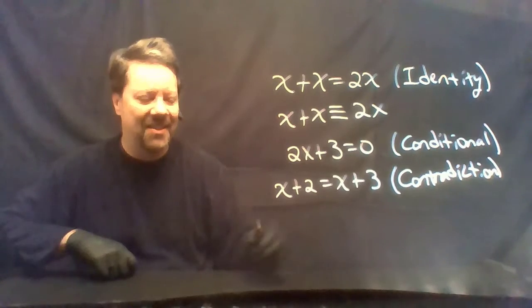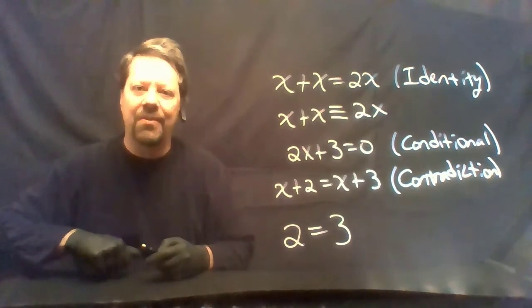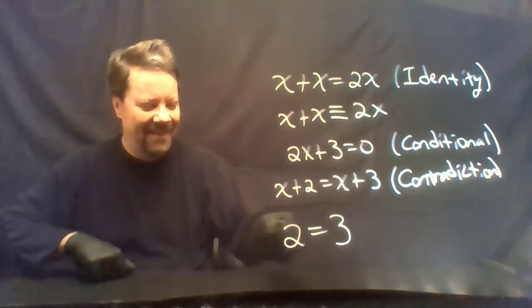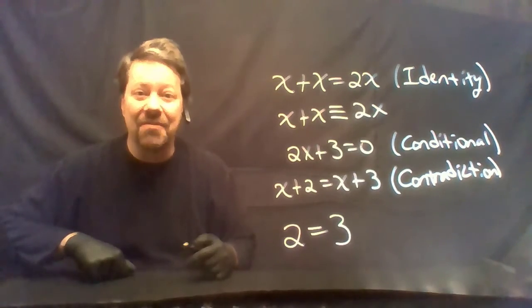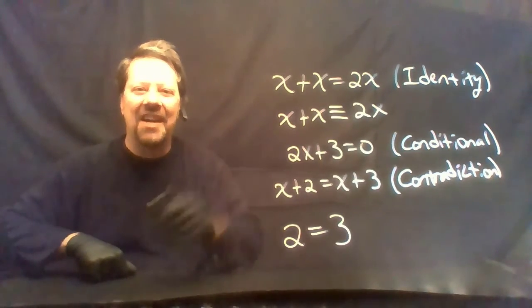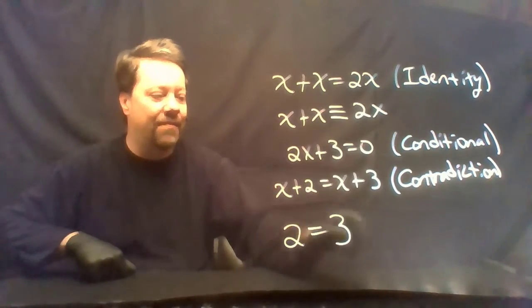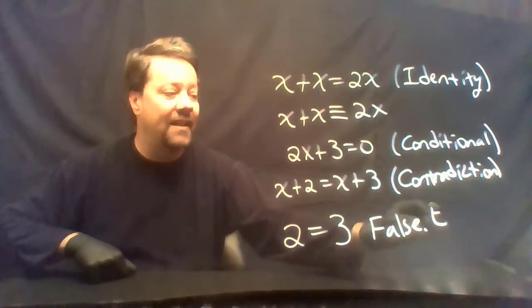Now, I ask you, is 2 equals 3 an equation? The answer is yes. It's two expressions separated by an equal sign. It's just false. Not every assertion of truth is true. So this is false, but it is an equation.